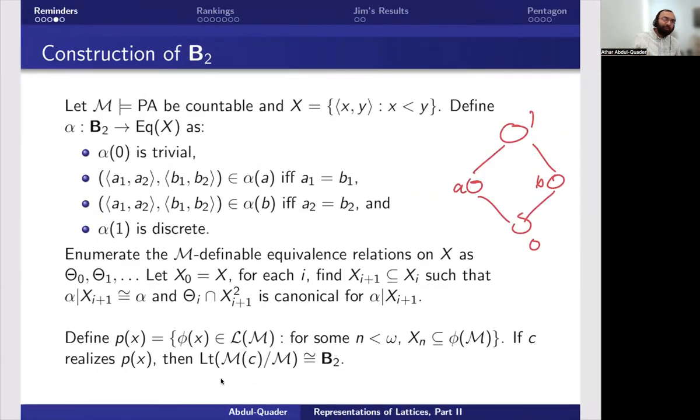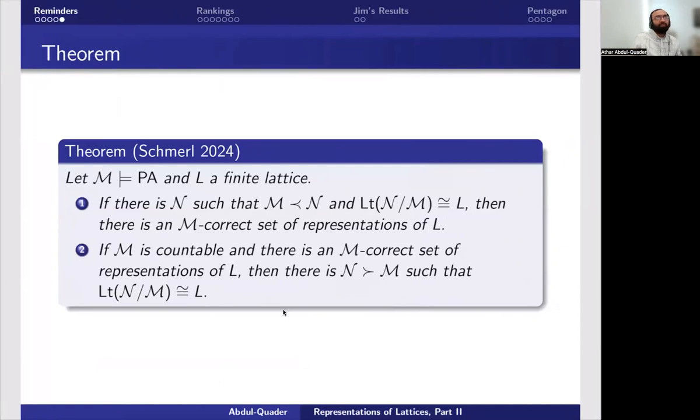My goal in going over this was to motivate this theorem from Jim, and that says if you have an elementary extension whose interstructure lattice is isomorphic to L, then you have this kind of M-correct set of representations of L. And if you have a model that's countable and it has an M-correct set of representations, then you can do what we just did to find an elementary extension which has exactly this interstructure lattice.